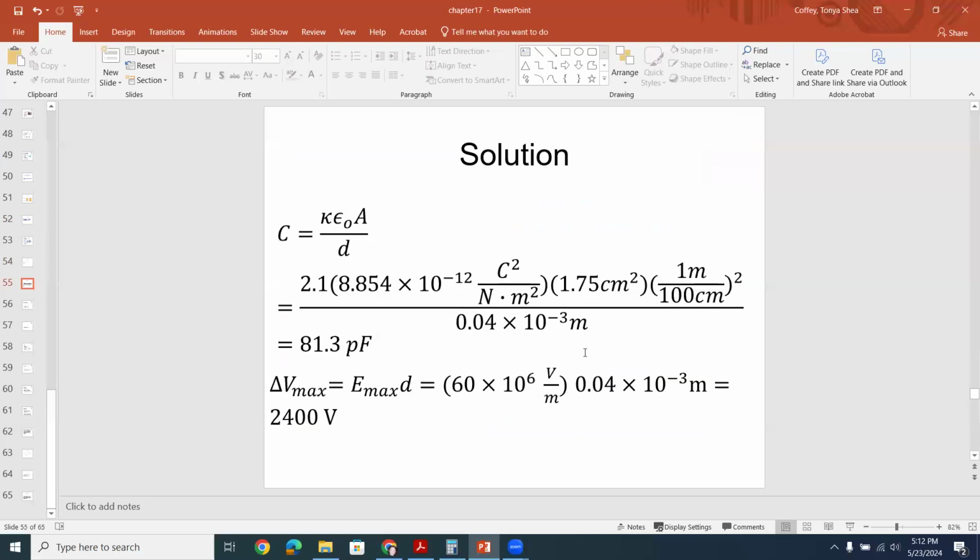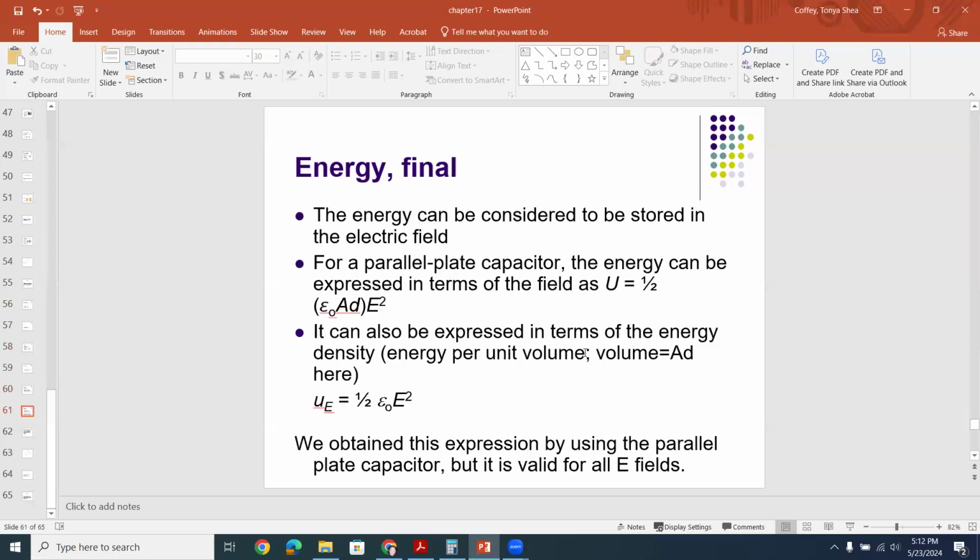Okay, so what we can then do is show you that here you have 1/2 epsilon naught AdE squared. This A times D, that's just the volume in between the capacitor plates, all right? So if you wanted to divide out by that volume, then you'd have an energy per unit volume, which is known as an energy density, right? Energy per unit volume. And the volume is AD, okay? So if I wanted the energy density, which is often symbolized by lowercase u with a subscript E, then that would be 1/2 epsilon naught times E squared.